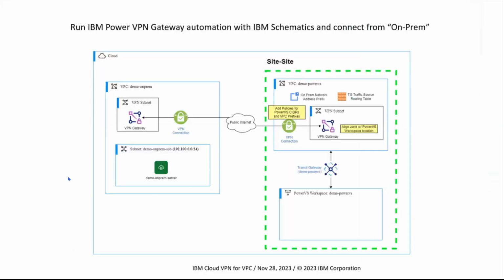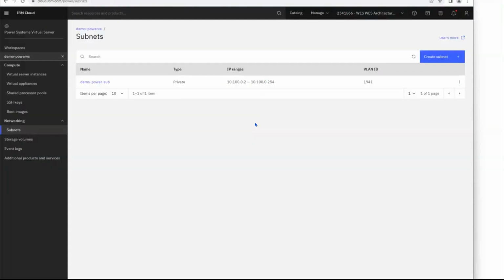So after the automation ran, we now have this picture. We don't have this connection yet because we're going to define that manually. But we do have what's in the green here. So it created the VPC with the VPN gateway and everything, created the transit gateway for us. It stood up the Power VS workspace. What we're going to need to do now to actually have some type of workload defined in Power so we can connect to it is go do that.